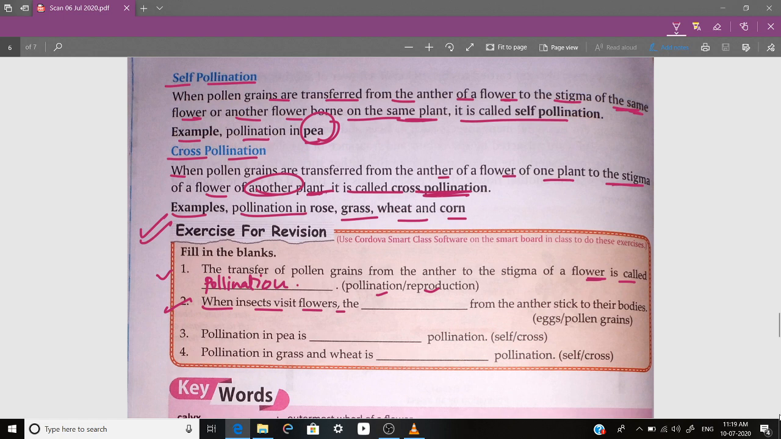Okay, now second, when insects visit flowers, the dash from anther sticks to their bodies. So what substance sticks on the body of an insect? Yes, they are called pollen grains. Fine. Third, pollination in pea is what? Self pollination or cross pollination? We have studied here that pollination in pea is called self pollination. Okay, and pollination in grass and wheat is called cross pollination.